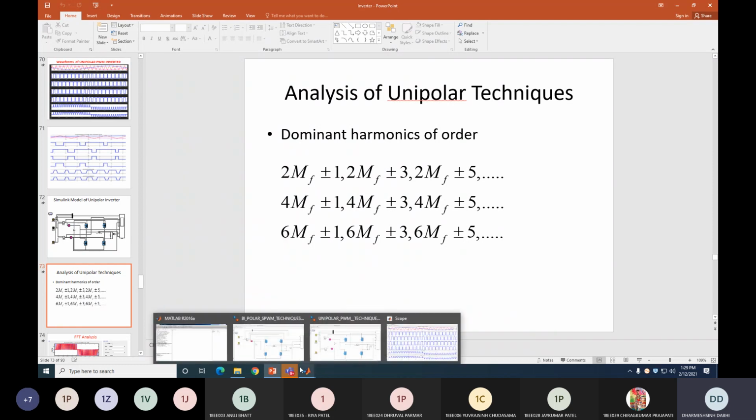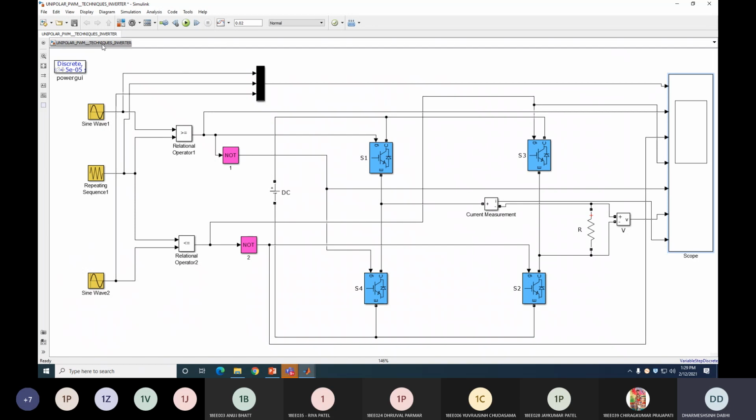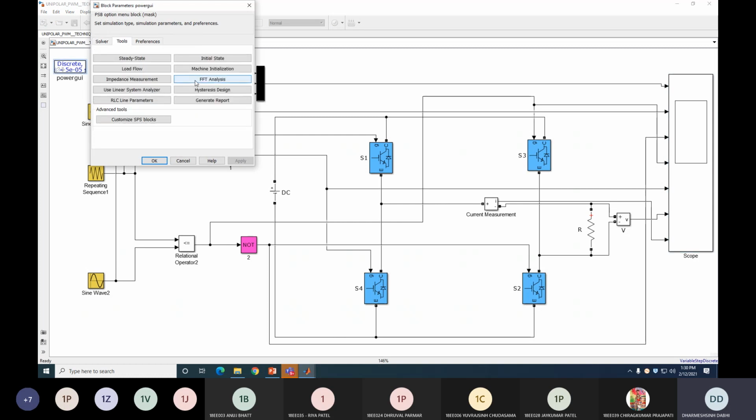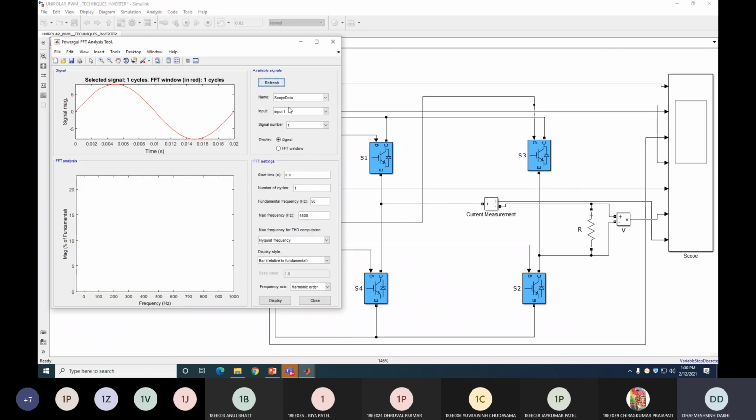So let's check whether you get these harmonics or not by using the FFT analysis. Let's again run this simulation. Go into the PowerGUI block, toolbox, FFT analysis, and select the output voltage axis. You can see in this scope, your axes are 1, 2, 3, 4, 5, and 6. In the 6th axis, we measure this output voltage. So select the 6th input here.